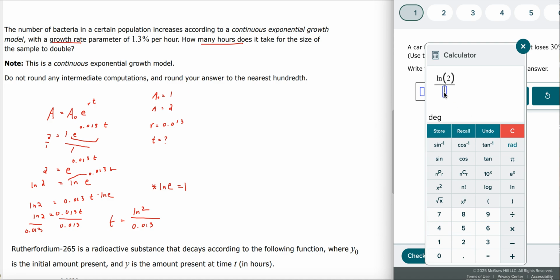So make sure what you see in the calculator is exactly what you see over here on your paper. So 0.013 equals. Okay, so let's see, we're rounding to the nearest hundredth.